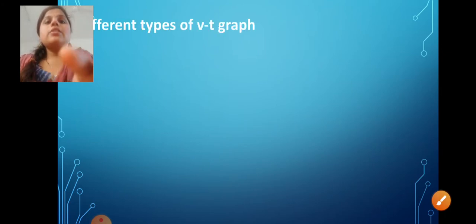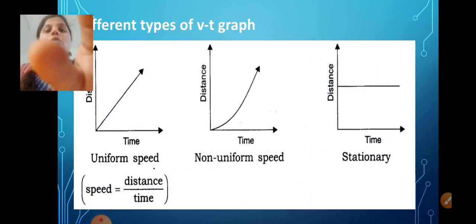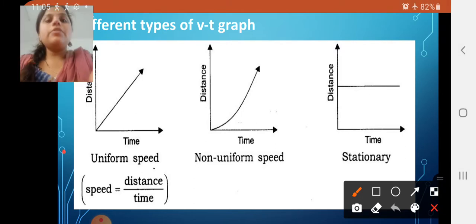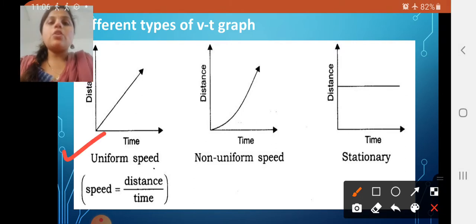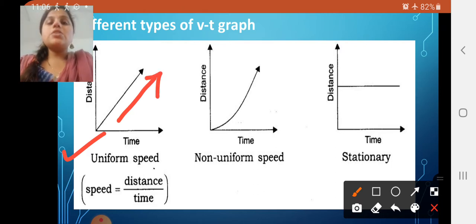So dear students, here we are going to talk about the different types of VT graph. VT means velocity time graph. Now here, what you can observe: if we talk about uniform speed, the graphical representation is a straight line. When you plot the graph between distance and time, it is a straight line, and that is called uniform speed. Uniform is always in a straight line.